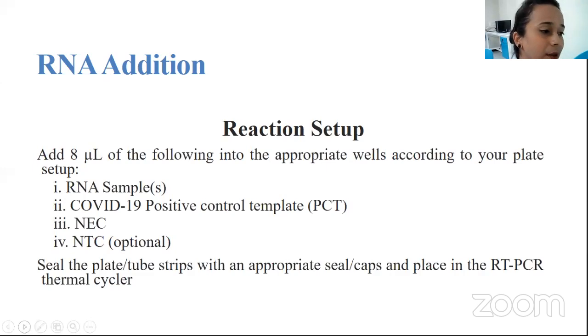RNA samples, it depends how many RNA samples you have. The second one would be the COVID-19 positive control template. It is usually recommended, and it is our practice as well, that we add the positive control in the last well, to prevent any kind of contamination. Then NEC, that is the negative extraction control, and NTC, which is optional, but we usually use it. Seal that plate or the tube strips with an appropriate seal or caps and place in the RT-PCR thermal cycler. So let's see how it's done.